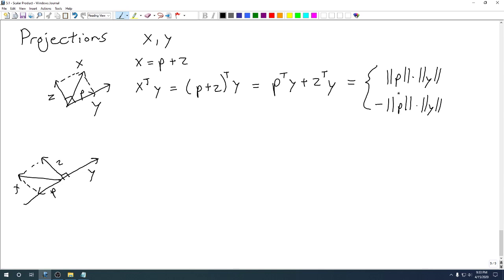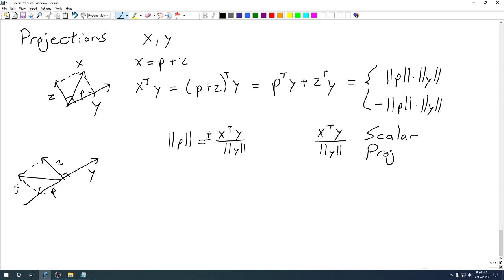So we can solve for the magnitude of p: it is x transpose y divided by the magnitude of y. This is what the book does. It's either plus or minus technically, depending on the case, but we're just going to look at this value without the plus or minus. We are going to call this the scalar projection of x onto y. It's essentially the length of the orthogonal projection, the length of what we get when we drop a perpendicular from x onto y, but keeping track of whether we are going the same direction or the opposite direction, whether this is positive or negative.